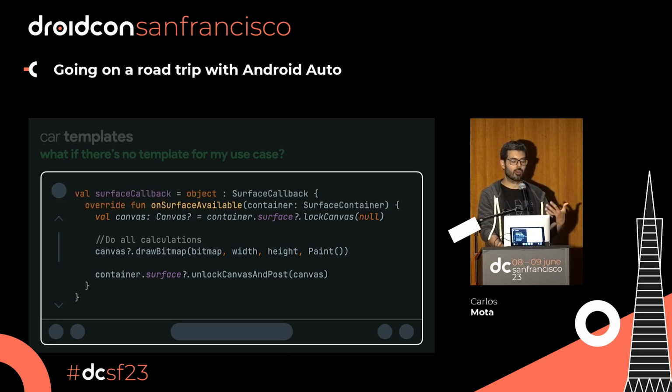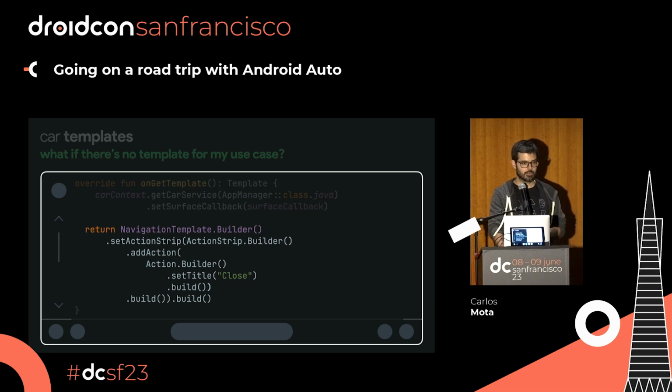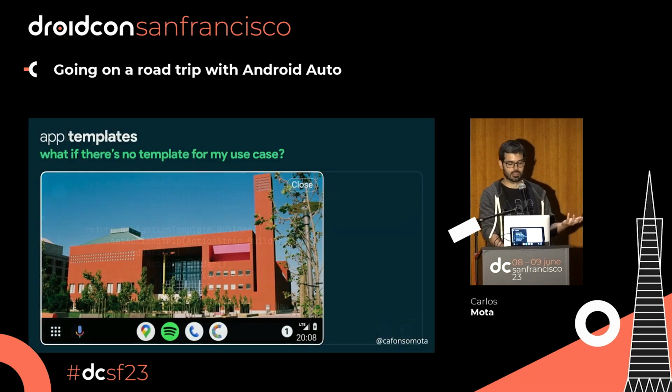Now, when the onCreateScreen is called, you just need, for instance, to set the surface callback. And once again, you need to call the navigation template for this, and you can have something like this. So I was able to have an image full screen, although there was no template for this.